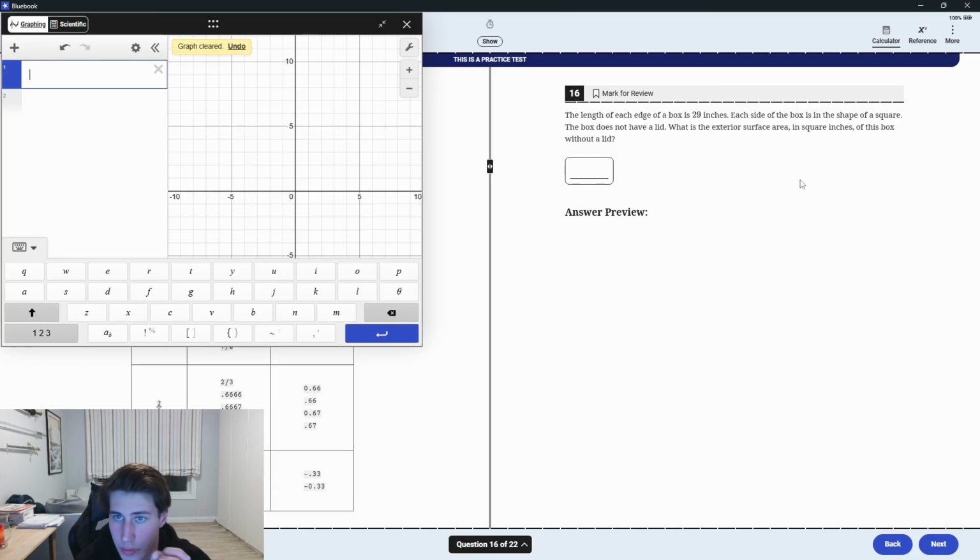The length of each edge of a box is 29 inches. Each side of the box is in the shape of a square. The box does not have a lid. What is the exterior surface area of this box? So this one's very easy.